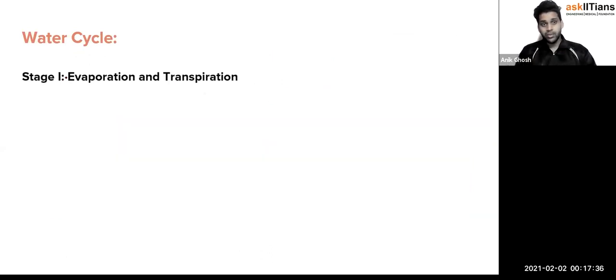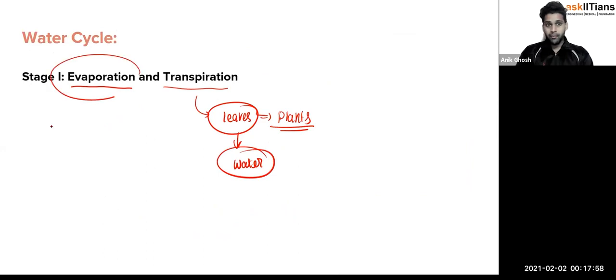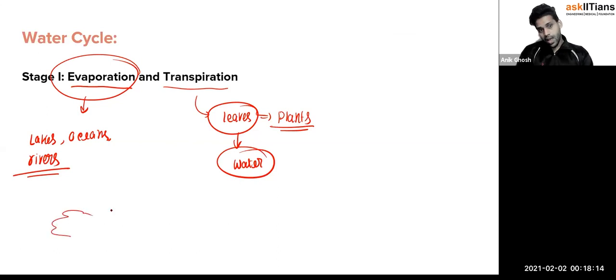Now you can see the processes again: evaporation and transpiration. So transpiration, these are coming from the leaves of the plants. Okay, so during transpiration, the leaves of the plants just give up water to the atmosphere. And evaporation is from the lakes and the oceans and the rivers. So from there, this evaporation occurs. Due to the evaporation, the water from the lakes, oceans and different water bodies goes to the atmosphere.